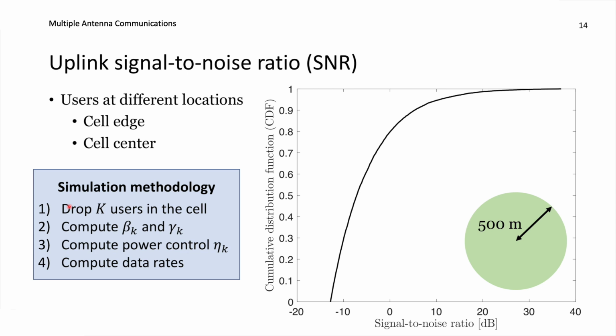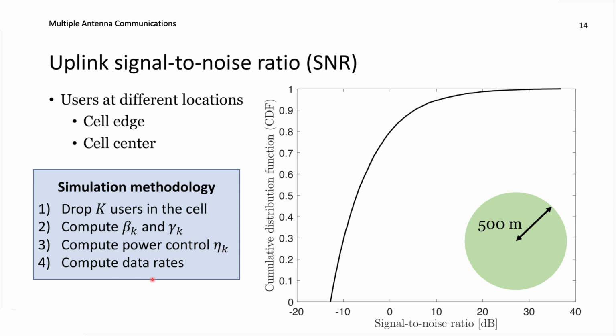So we are dropping k users, which are 10 in this case, in the cell, randomly in this area. Then for every user, we are computing the distance and then the beta k followed by the gamma k. Then we are applying our power control, which for maximum fairness is something that I have just described. We do it in the uplink and the downlink to get the eta k parameters. And then based on that one, we are getting the data rates.